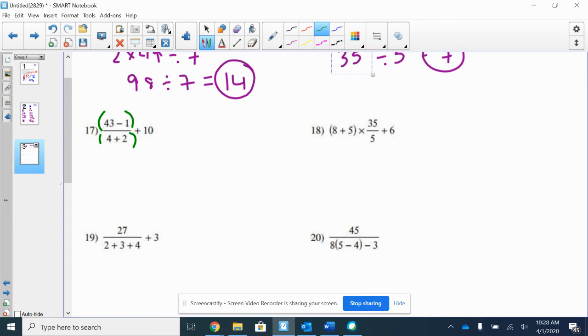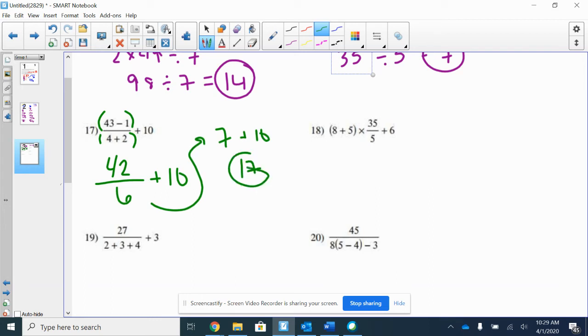Okay, so 43 minus 1 gives us 42. 4 plus 2 is 6. And we want to add 10 to that. So now we have division, right? 42 divided by 6 plus 10. So division and addition, we want to apply division first. So 42 divided by 6, it's going to go like this, gives us 7 plus 10, easy peasy. We got 17.